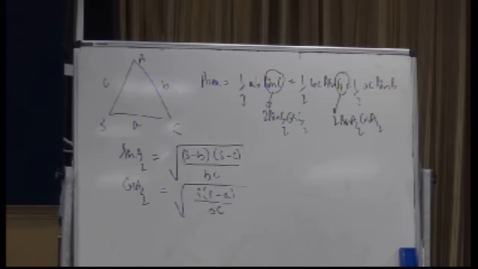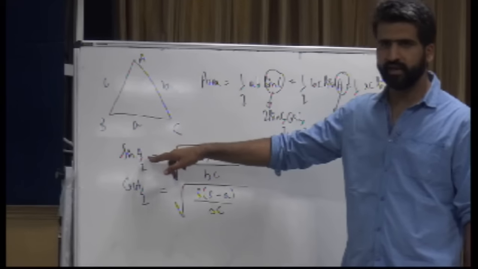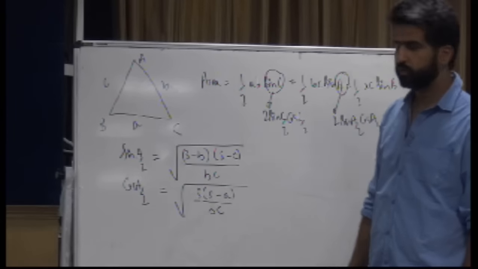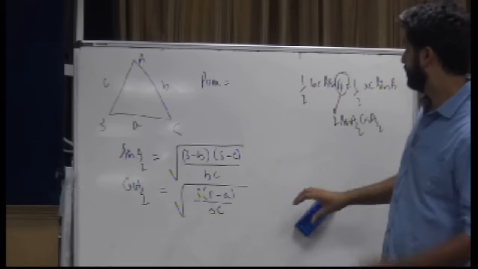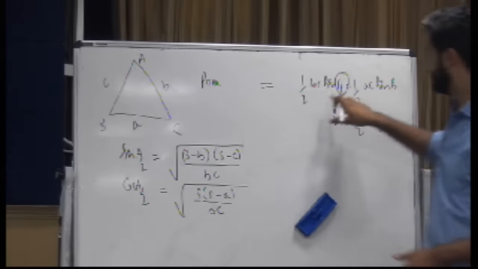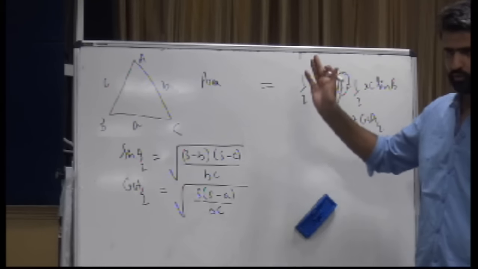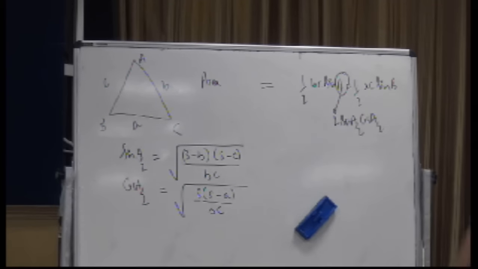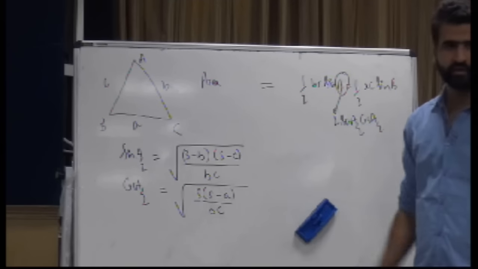So in case of sine, I get these two terms, S minus B, S minus C, all the terms except this A. And in cos A by 2, I get S into S minus A. If you multiply sine A by 2 and cos A by 2, I will get the root of S, S minus A, S minus B, S minus C, and in the denominator I'll get BC, and this BC and this BC cancel out. So I will get the area, root S, S minus A, S minus B, S minus C. That's how we get the formula for the area of triangles, Heron's formula.